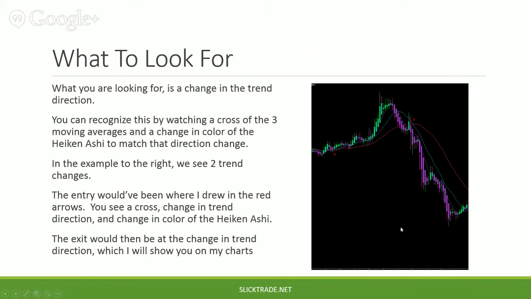In the example to the right, we see two trend changes. The entry would have been where I drew in the red arrows. You see a cross, a change in trend direction, and a change in the color of the Heikin-Ashi. The exit would then be at the change again in the trend direction, which I'll show you on my charts.